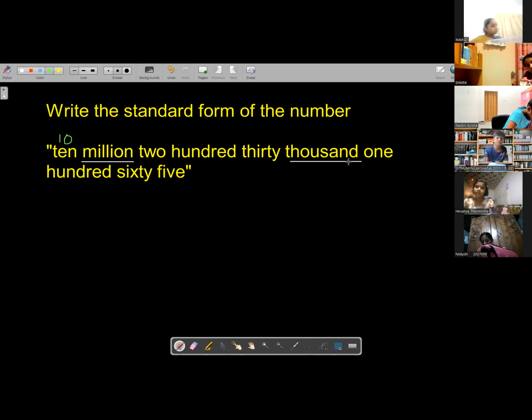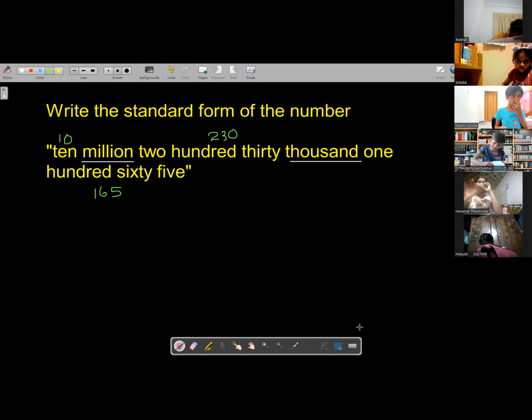Look at the 1000 period. I will write the answer later. Right. 1000 period, look at 230. 230 means this one, no? 230. And the unit period given, what is the value? 165. Right? You must remember well, every period should have how many digits?